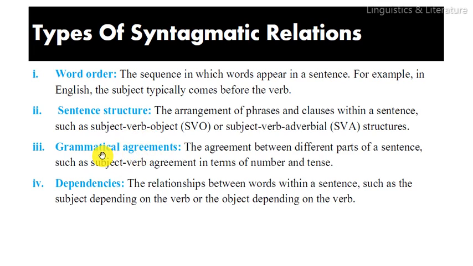Number third is grammatical agreements. The agreement between different parts of a sentence, such as subject-verb agreement in terms of number and tense. Number fourth is dependencies. The relationship between words within a sentence, such as the subject depending upon the verb or the object depending on the verb.